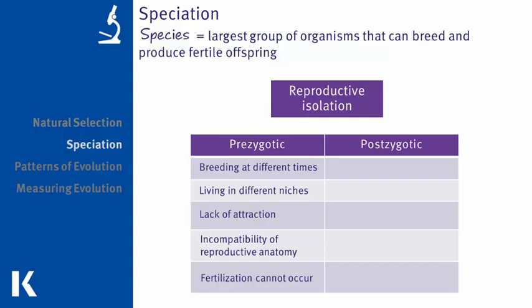Postzygotic mechanisms allow for formation of a zygote, but lead to non-viable or sterile offspring. Hybrid incompatibility occurs when a zygote is formed, but it is unable to develop into a new organism. The mule is an example of hybrid sterility. Although the horse and donkey were able to breed and produce a viable mule, the mule itself is sterile and therefore cannot produce viable offspring of its own.